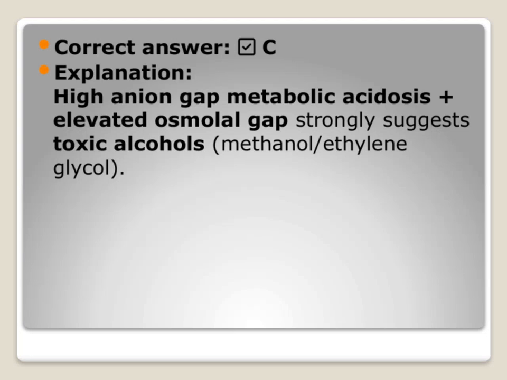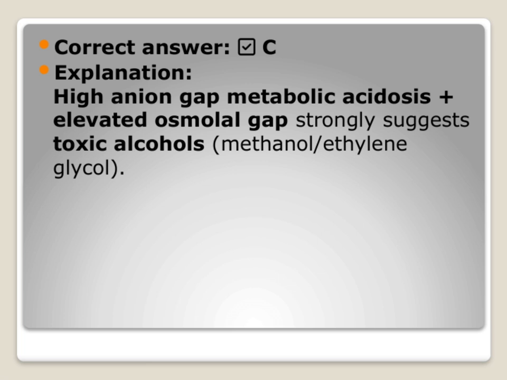All right, let's dive into this case. The correct answer here is option C when we see a high anion gap metabolic acidosis combined with an elevated osmolar gap. It really points us towards toxic alcohols, specifically methanol or ethylene glycol. These substances can cause significant metabolic disturbances, and recognizing this pattern is crucial.